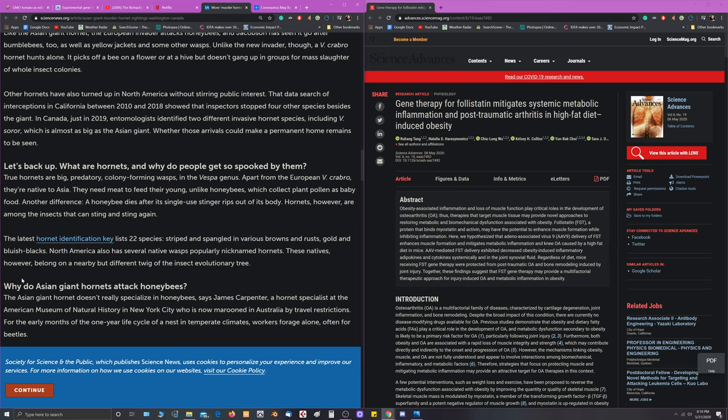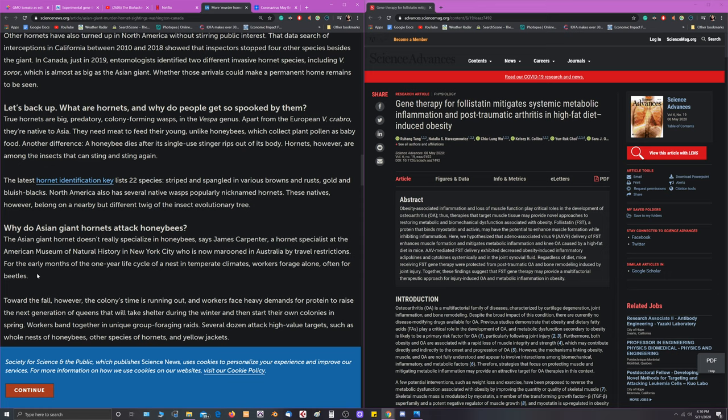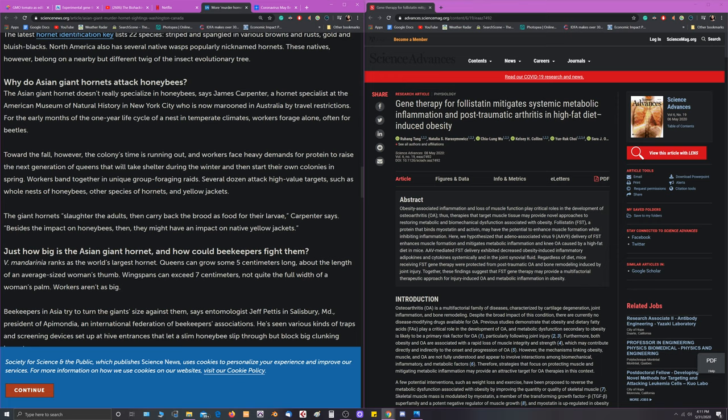The latest hornet identification key lists 22 species, striped and spangled in various browns and rusts, golds and bluish blacks. North America also has several native wasps popularly nicknamed hornets. These natives, however, belong on a nearby but different twig of the insect evolutionary tree. Why do Asian hornets attack honeybees?